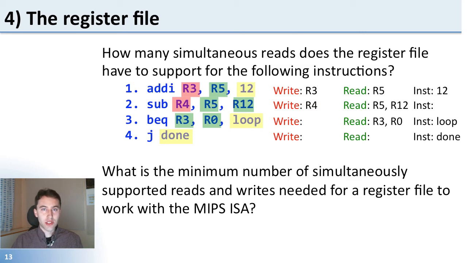Now the second question here was, what is the minimum number of reads and writes we need? Well, if we look at these instructions here, we see that instruction 2, the subtraction, needs to be able to do 2 reads and 1 write at the same time. And that's the minimum value. So to make a register file work with the MIPS ISA, we need a register file that can read 2 values and write 1 value at the same time.